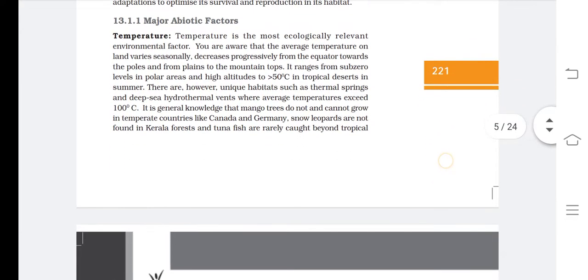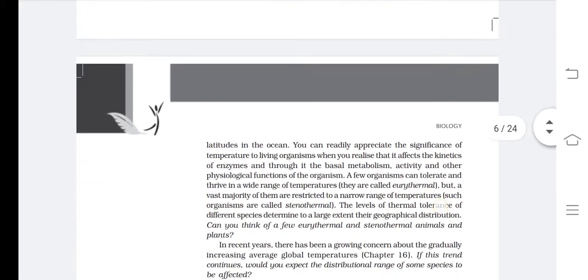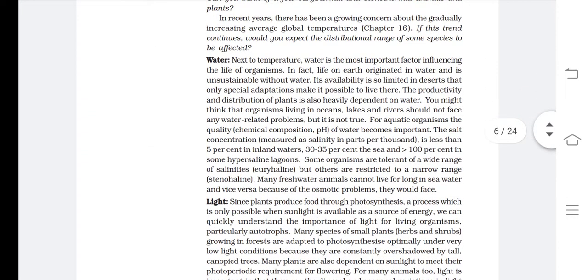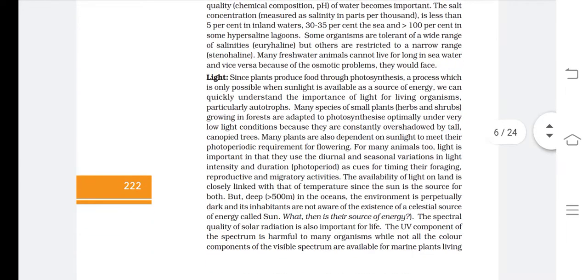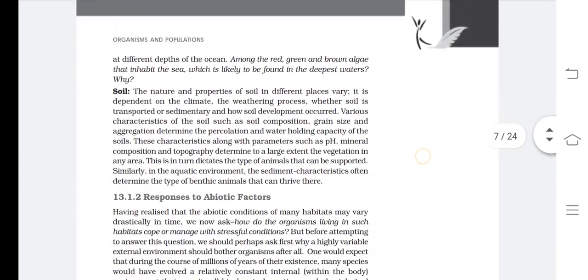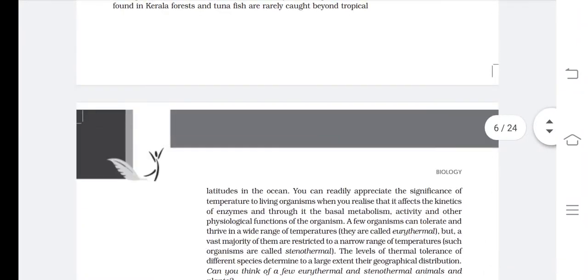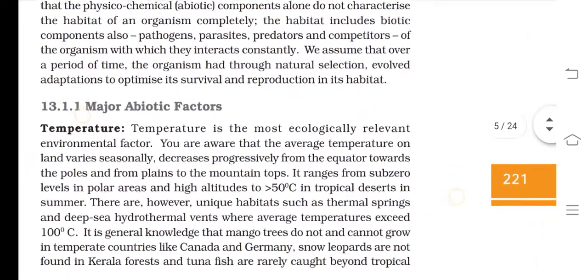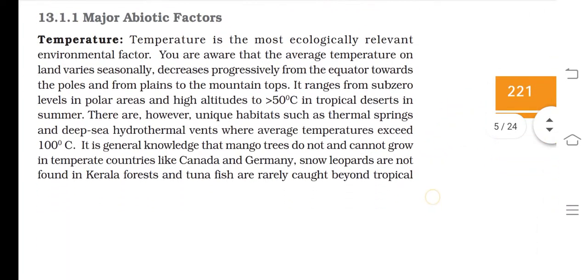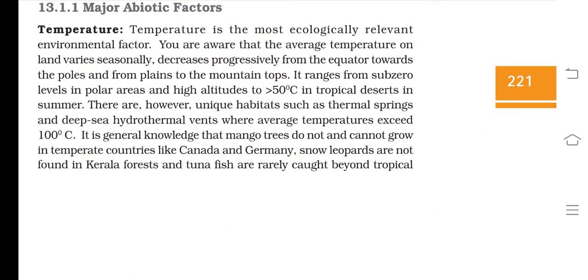So you know that the first major abiotic factor is temperature, the second major abiotic factor will be water, the third major abiotic factor will be light, and the last and fourth one will be the soil. You know that it will be asked in 2 or 3 marks in the form of a short note. So if we revise the first major abiotic factor, which is known as temperature, remember that temperature is the most ecologically relevant environmental factor, means the most important ecological factor is temperature.